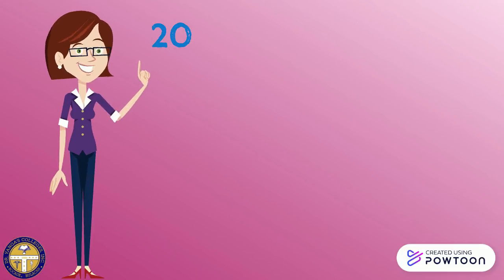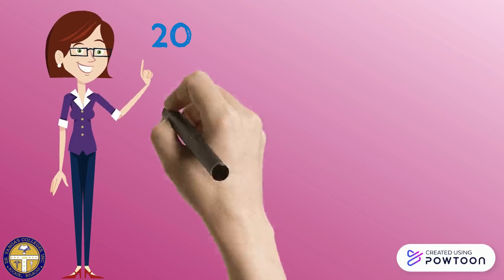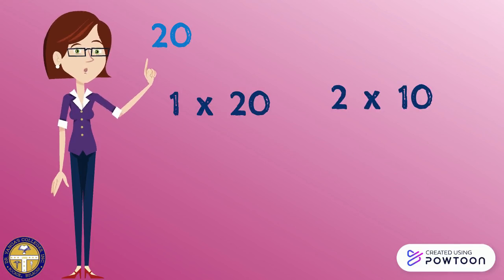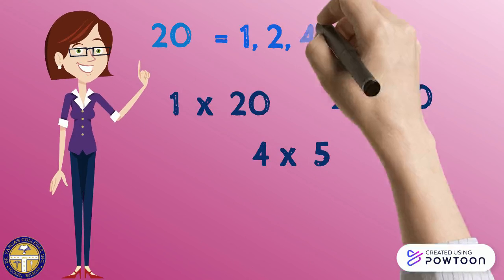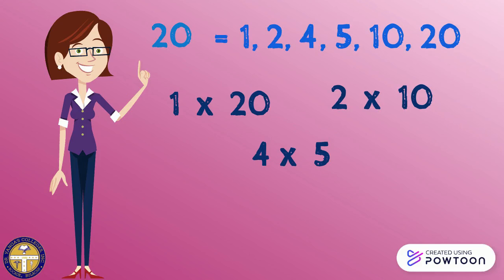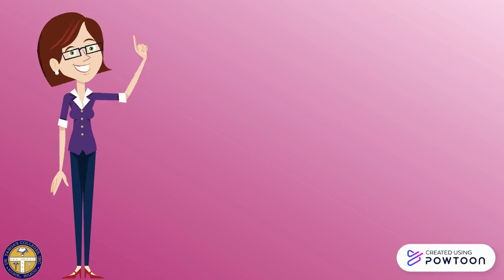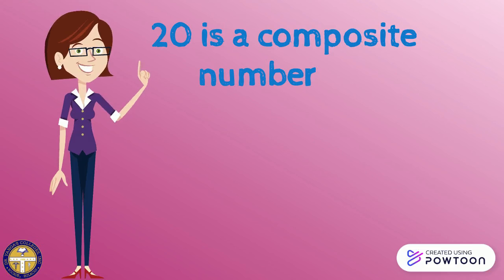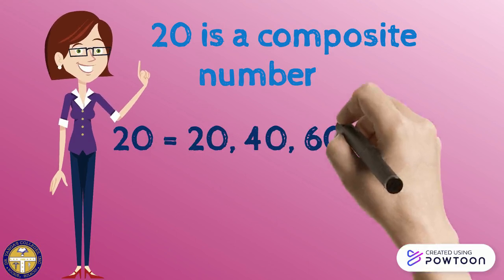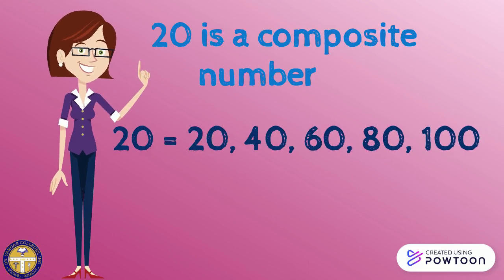Next, 20. The numbers that we multiply to find the product of 20 are 1 times 20, 2 times 10, and 4 times 5. Therefore, the factors are 1, 2, 4, 5, 10, and 20. Therefore, 20 is a composite number. And the first 5 multiples of 20 are 20, 40, 60, 80, and 100.